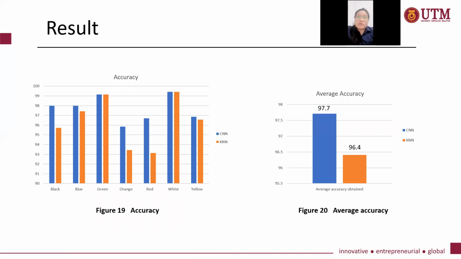Figure 19 shows the accuracy of each color class in CNN and KNN, while Figure 20 shows the average accuracy of both algorithms. Average accuracy represents the overall accuracy of the KNN and CNN algorithms, which is the fraction of the total samples that were correctly classified by the classifier. From the overview, it clearly shows that the 97.7% average accuracy of CNN is the best performance compared with 96.4% for KNN. The variation in accuracy between the algorithms is not large, so the performance of both algorithms is high.